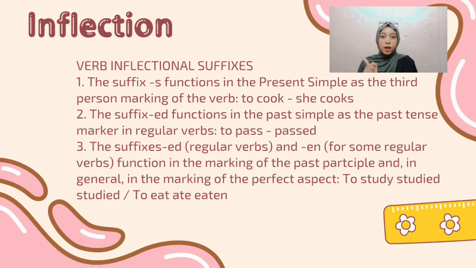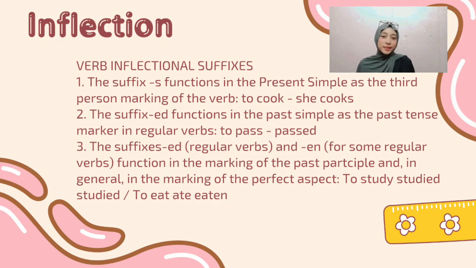The first, verbs as inflectional suffixes. The suffix s functions in the present simple as the third person marking of the verb. For example, cook to she cooks. The suffix ed functions in the past simple as the past tense marker in regular verbs. For example, pass to passed.